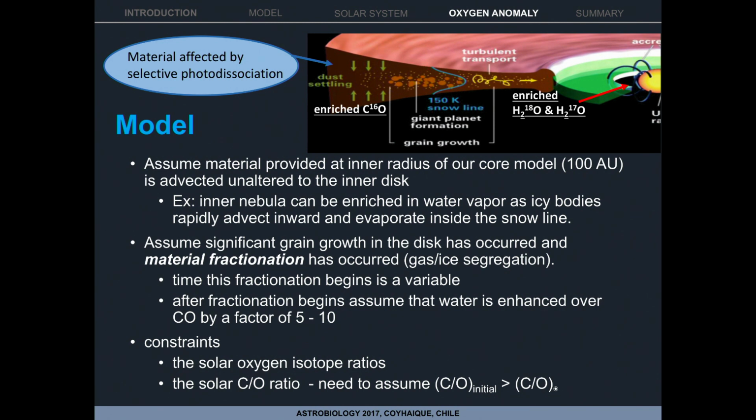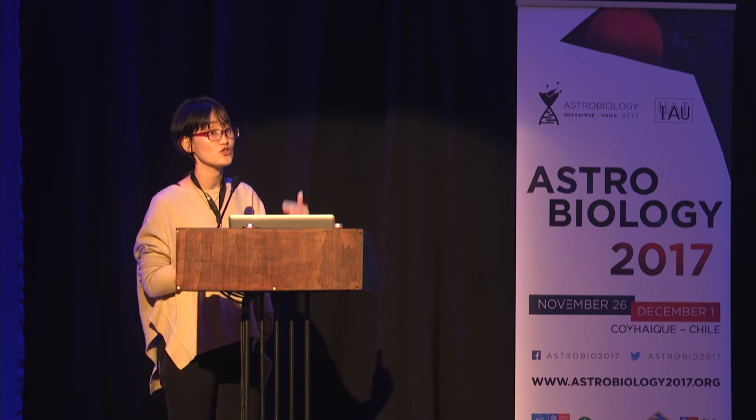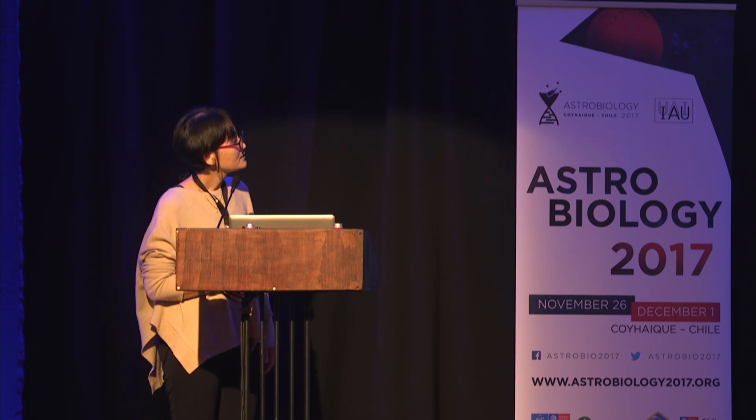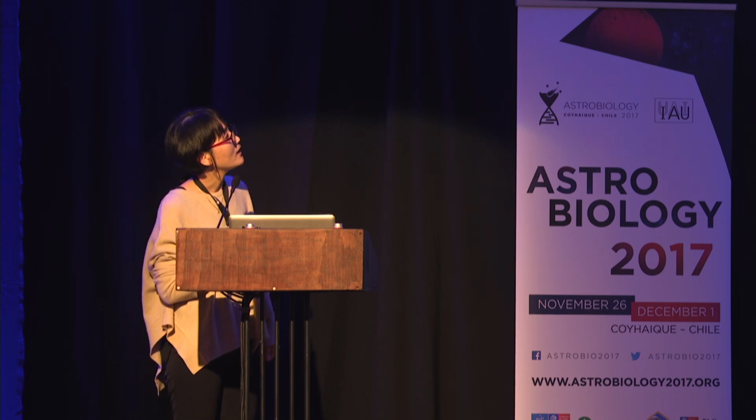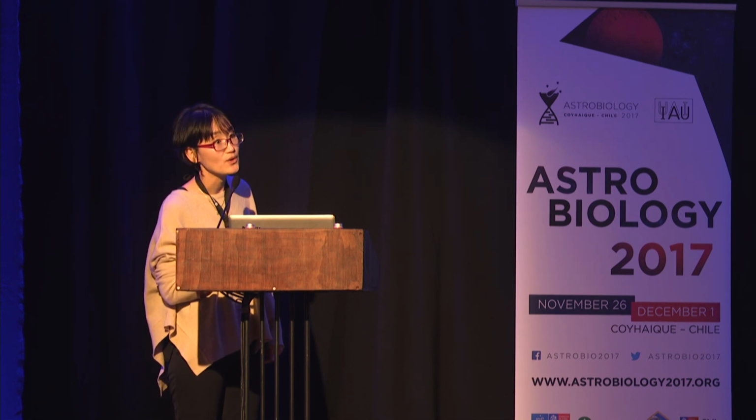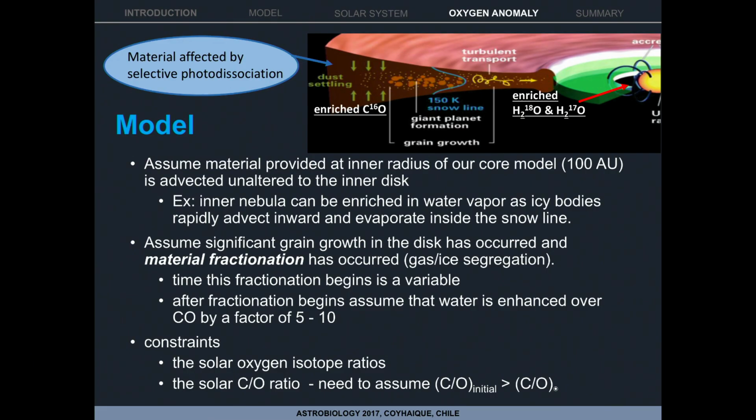And thus, material fractionation between gas and dust, which is caused by the inward drift of solid bodies relative to gas, has also occurred. So, because of this material fractionation, our disk is enriched in C16O, but the inner disk is enriched in H218O and H217O. So water vapors are enriched in this region.